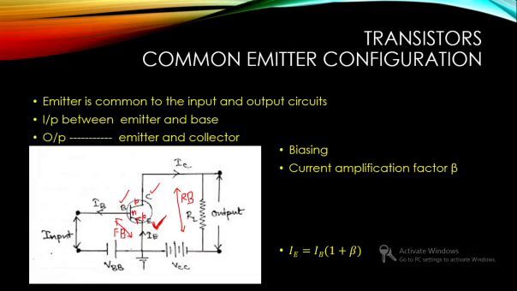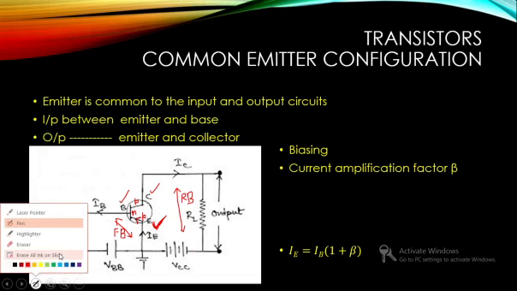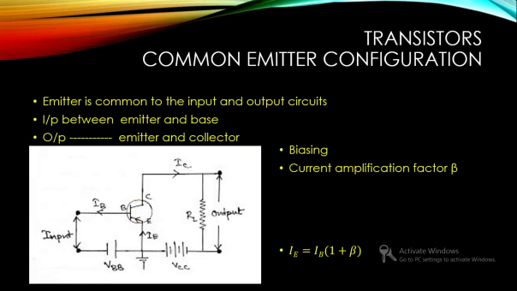Next thing we need to consider is the current amplification factor beta. Current amplification factor is usually, for any circuit, the output current to the input current. In this case, output current is collector current and input current is base current. So in the common emitter configuration, how much enhanced current is obtained is given by beta, and beta is evaluated as IC by IB, which is output by input current.